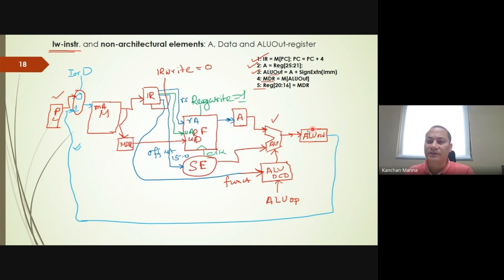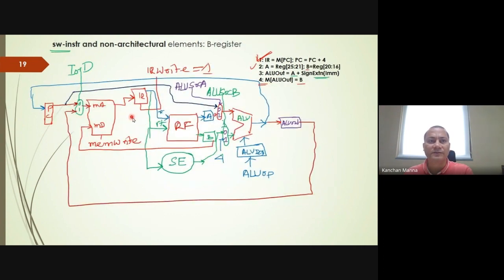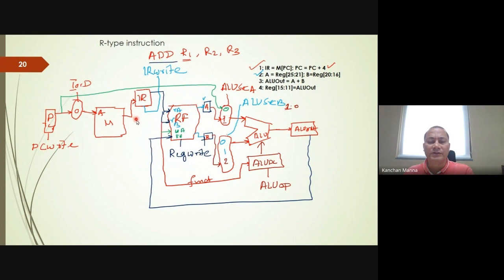Similarly, here you can see we have another non-architectural element called ALU out. So in this way, the entire delay for the LW instruction has been split into 5 parts. You can see. Okay. In the same way, we have also drawn the data path for SW. Similarly, we have drawn the data path for the R-type instruction.